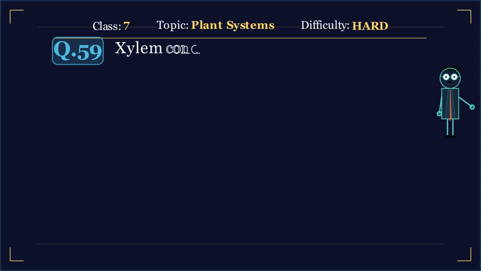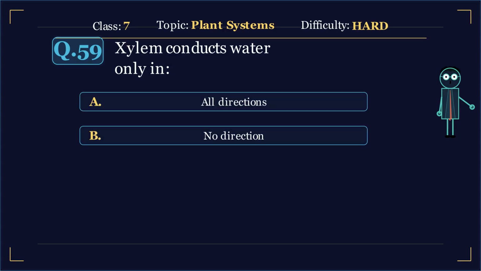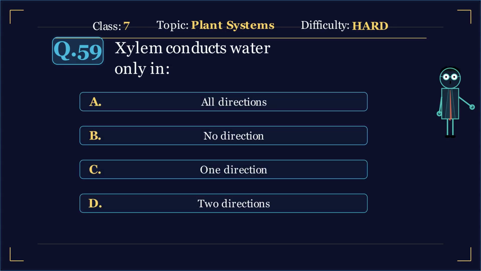Question 59. Xylem conducts water only in. Option A, all directions. Option B, no direction. Option C, one direction. Option D, two directions. The correct answer is option C.